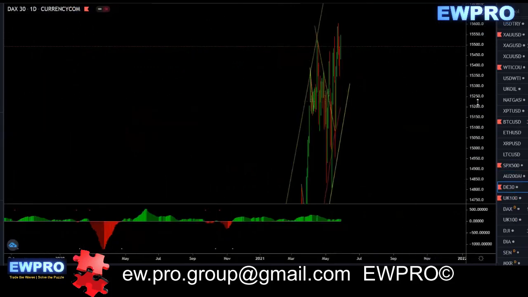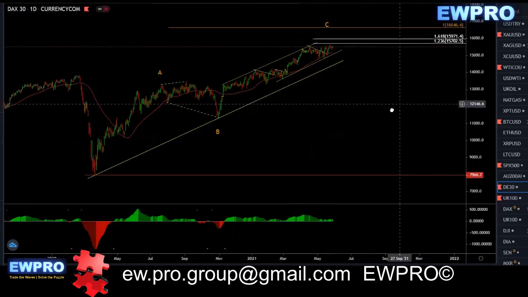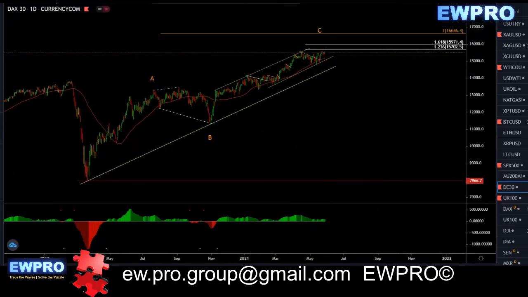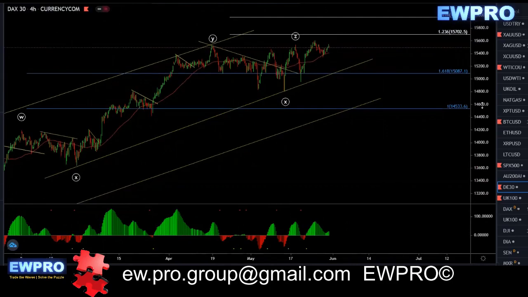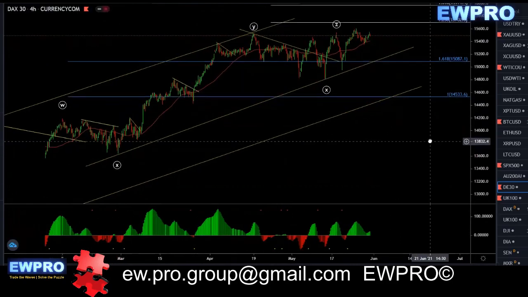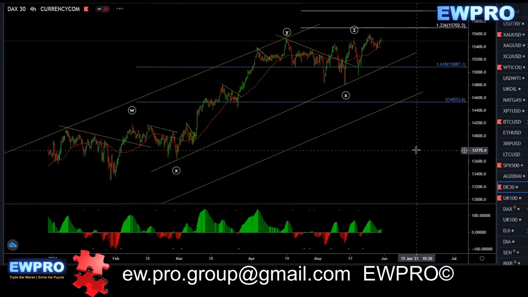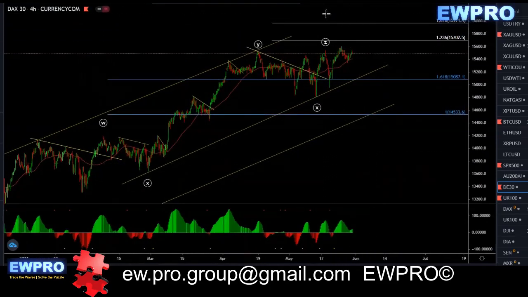The DAX on the daily, getting close to that 100 fib. Got a lot of bearish divergence. On the H4, we got the Z up on this one. It hasn't hit the targets. And then it sort of broke this top over here, and then fell over.